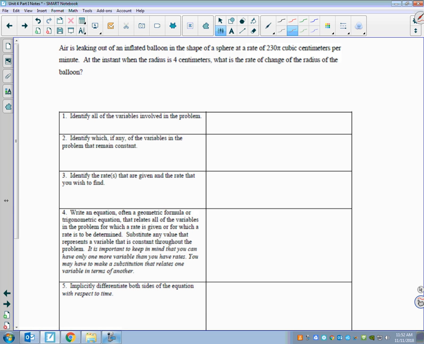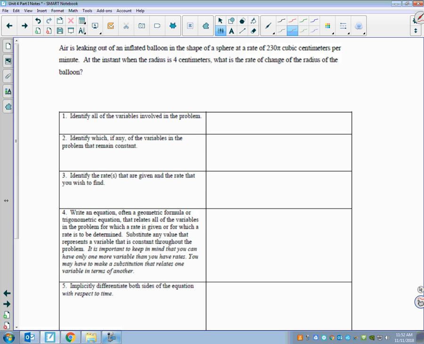what is the rate of change of the radius of the balloon? And so there's a lot of stuff in this. One, if they're talking about the rate of something changing over time, then you're going to want to use a related rate problem. And so notice they kind of go through these steps. I don't always do it in this order, but these are good steps to help you.